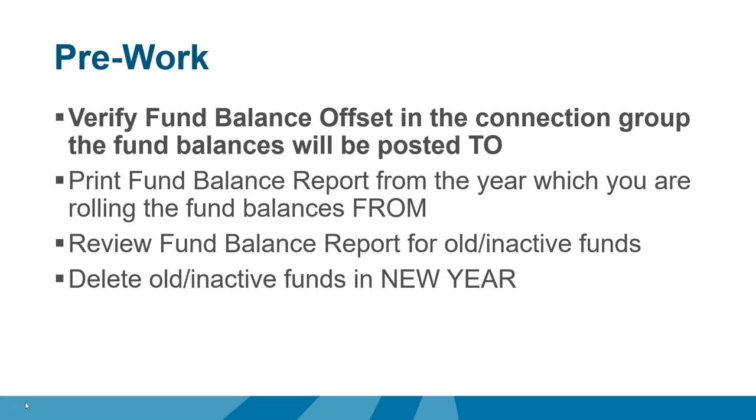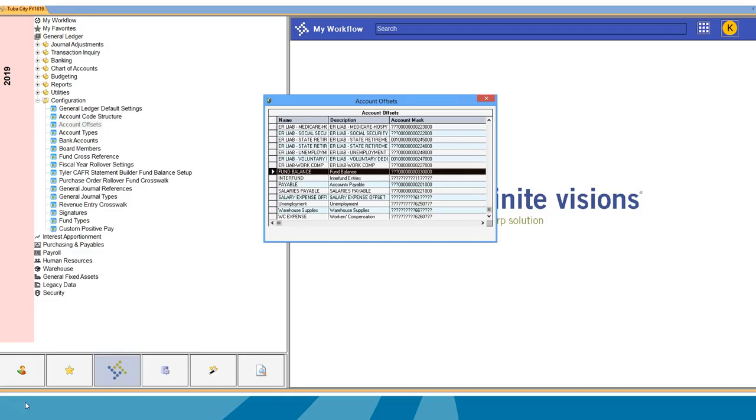So let's talk a little bit about some pre-work that will need to be done prior to actually running the rollover utility. I'm going to review how to check each of these steps. So first, we're going to verify the fund balance offset in the year in which we are going to roll our fund balances to is correct.